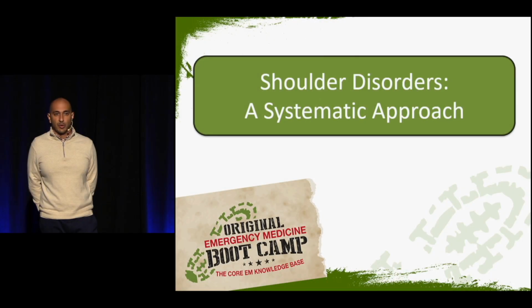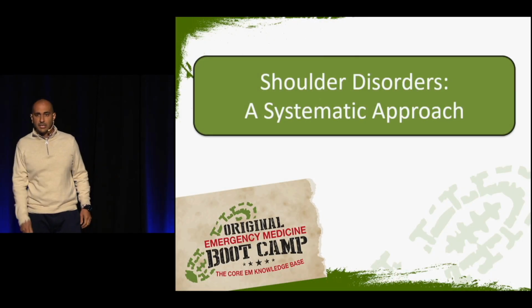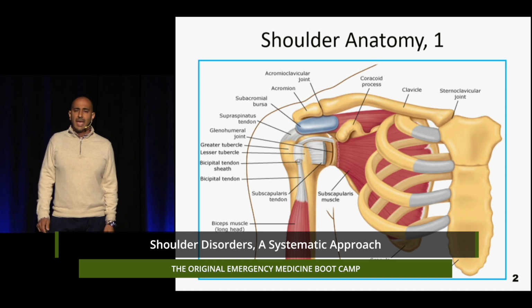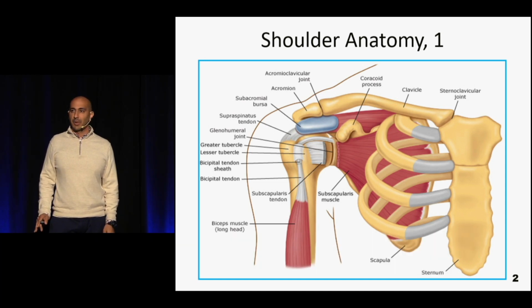I'm going to talk with you right now about shoulder disorders. And we're going to start by talking a little bit about anatomy. And I want to do a little compare-contrast to the hip because these two joints, although they're both ball and socket joints, boy, are they different.